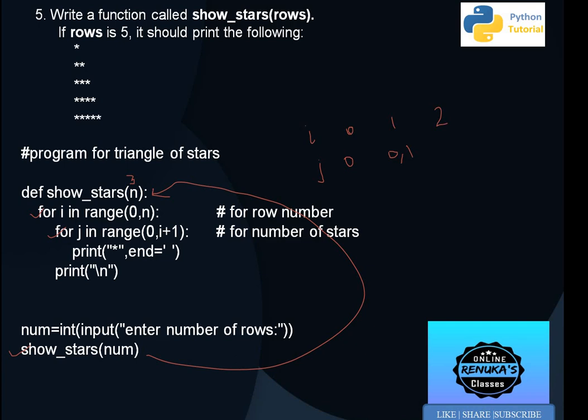Now i is 2, so j is 0 to 3. That means 0, 1 and 2. So for i equal to 2, j will print 3 stars. So like this the loop will complete. For each outer loop iteration, the inner loop will be finished first and then it will move to the outer loop. No return statement is there, so the program will finish here after returning back.